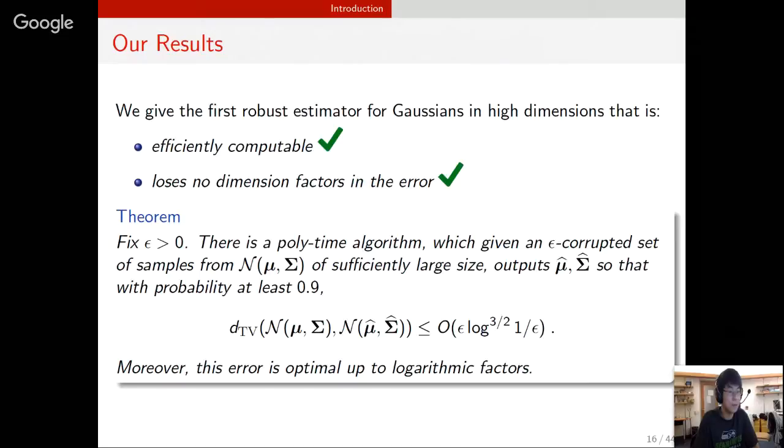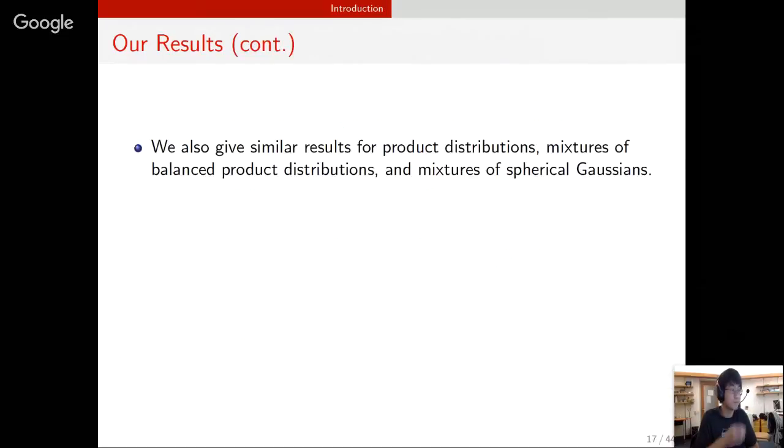Okay, let me make some further remarks about this result. The paper is quite long, and this is because we also give a bunch of similar results for product distributions and mixtures of product distributions and mixtures of Gaussians and this kind of stuff. All the results are conceptually kind of similar. Everything gets a bit more complicated in these settings, and so I'm just going to focus on the Gaussian. I tend to find it's conceptually the simplest class.